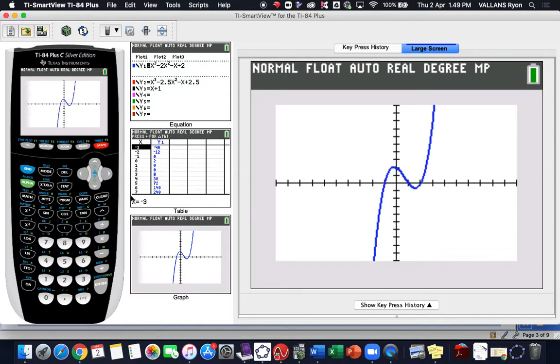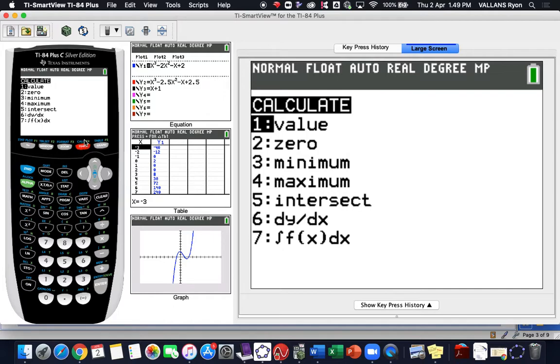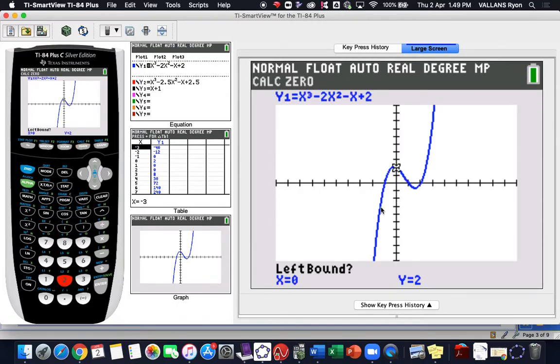Now, first thing we're going to do is go through the x-intercept. And I'm just going to get one, and I'll allow you guys to try to figure out the other two. So everything starts in the same spot. Remember this. We hit second trace, which is the calculate button. And the first one, I'm going x-intercept, so I want to find the zeros. So my first goal is to try to find this zero right here.